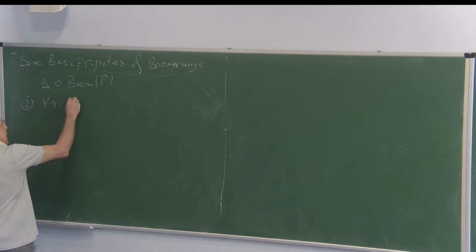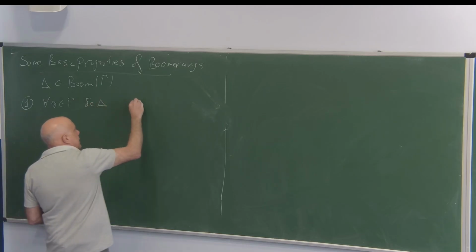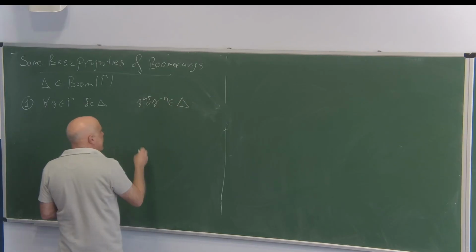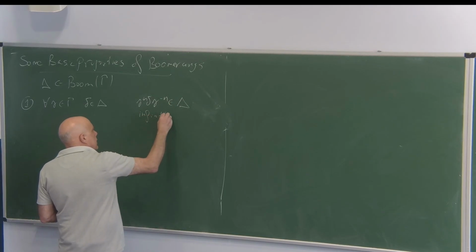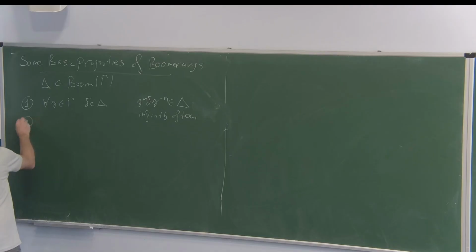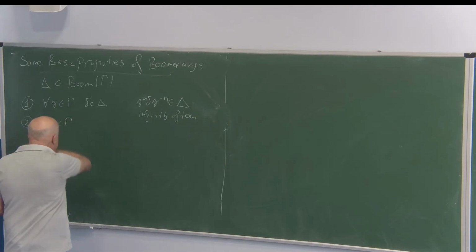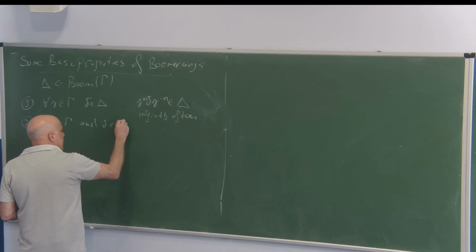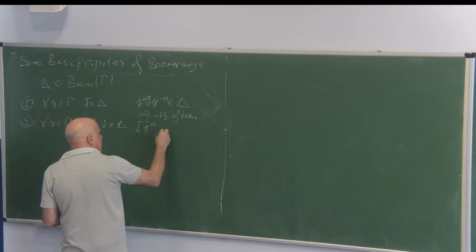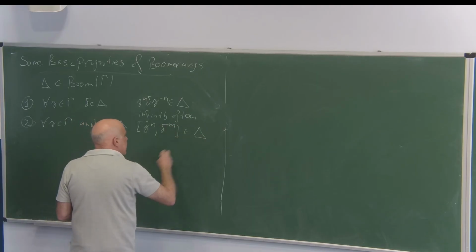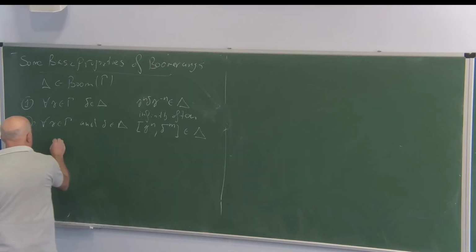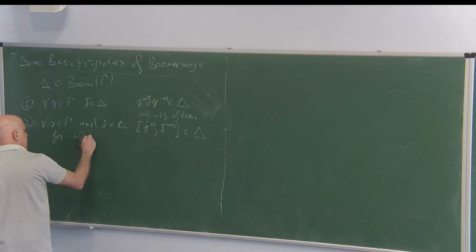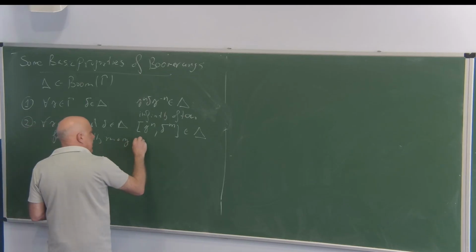One, for every gamma in gamma, delta in delta, gamma to the n, delta, gamma to the minus n, falls again in delta infinitely often. Two, for every gamma in gamma and delta in delta, the commutator falls in delta for infinitely many n and every m.